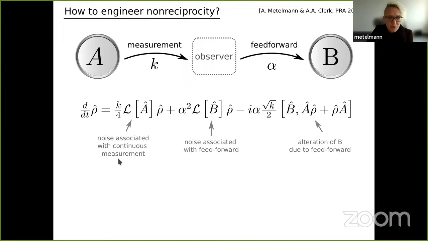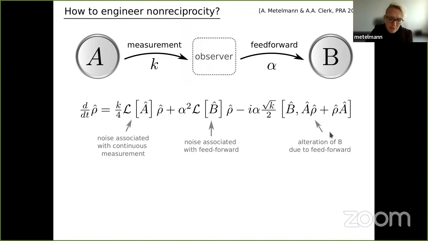And the first term here is just some noise coming in with this continuous measurement. So we have here, this comes in with K. And then we have also some noise now acting on system B, which is associated with the feed forward process. But important is that we have here another term, which describes the alteration of system B due to this feed forward. And this master equation really nicely describes what's going on in this unidirectional setup.